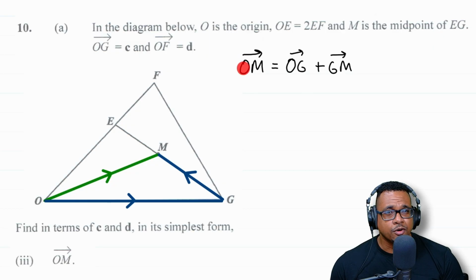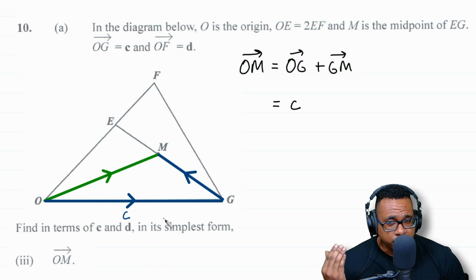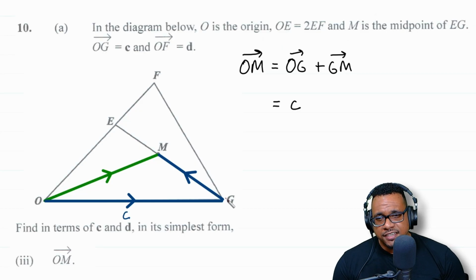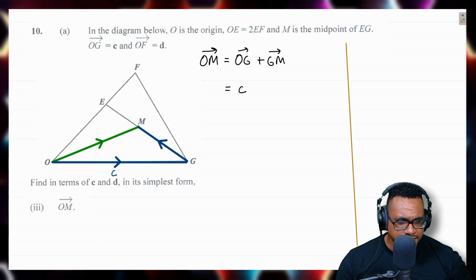All right, so my vector O to M is equal to O to G plus the vector G to M. So see, we have the vector OM, O first, then M. So we have O first here, and the last letter is M, and we have the same letter in the middle, which is G. So now O to G, that's just the vector c. Let's write that down here. Here's c. And now what we have to do is work out the vector G to M. So if you want to look at it, the vector G to M will be half of the vector G to E.